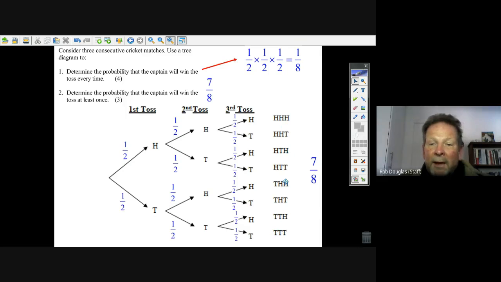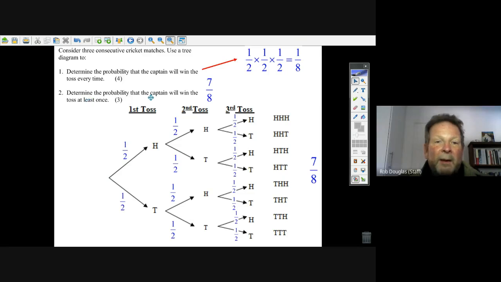So you're looking at all the possible outcomes here. This is a kind of an illustration of all the possible outcomes. There's 1, 2, 3, 4, 5, 6, 7, 8. Hey, 1 chance in 8 is the chance of getting 3 heads. Another way of looking at it.